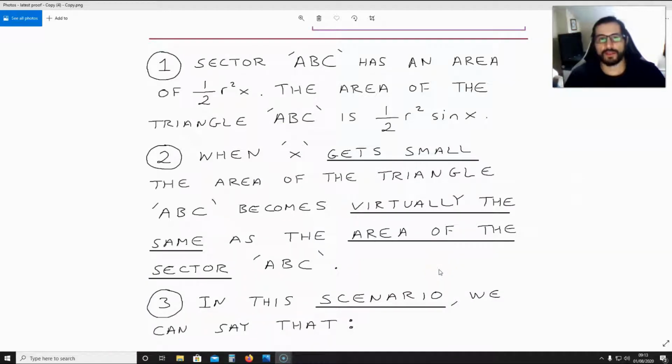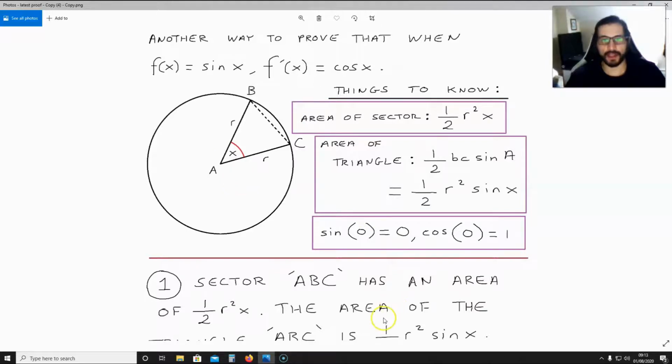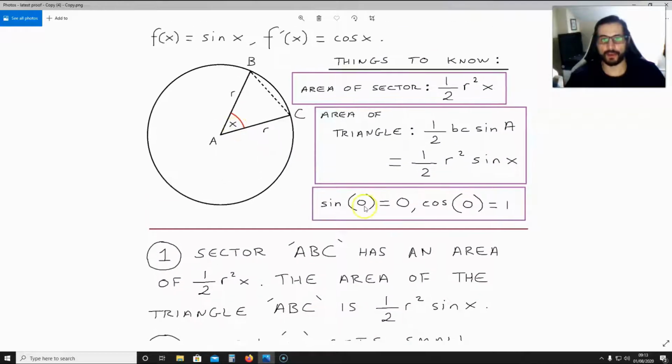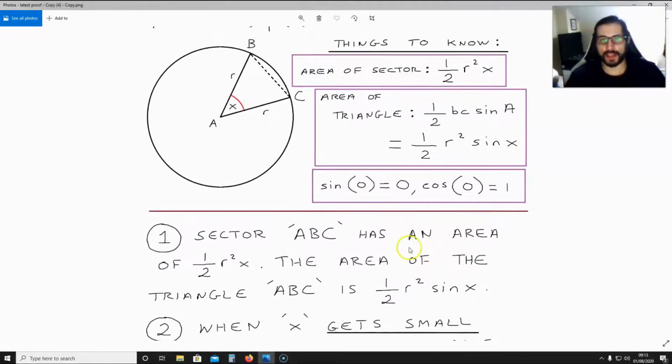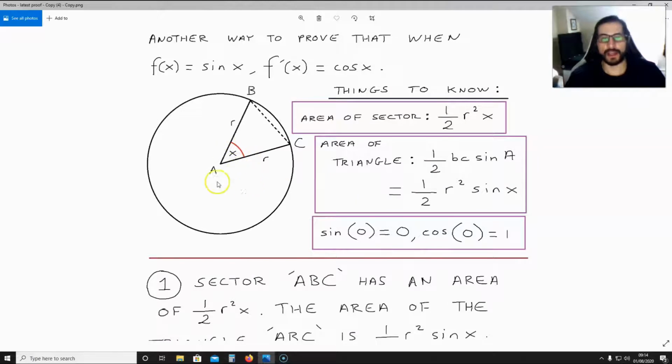So, with this proof, I'm going to begin by saying that the sector ABC that we find in this diagram over here has an area of half r squared multiplied by x, where x is this angle. What I'm also going to say is that the area of the triangle ABC, which is this isosceles triangle, is equal to half r squared multiplied by sine x, where once again x is this angle over here.